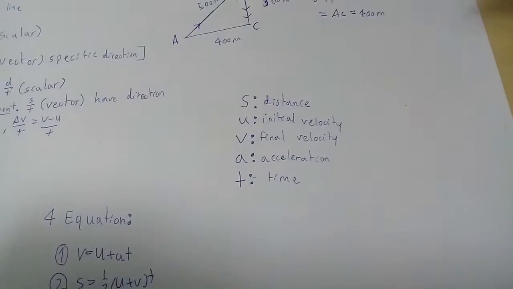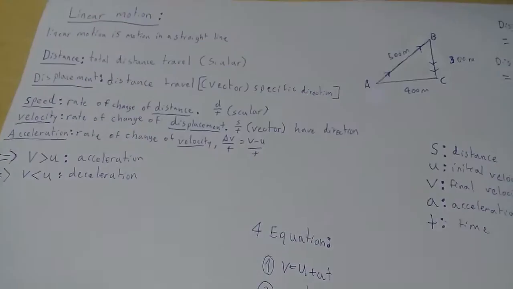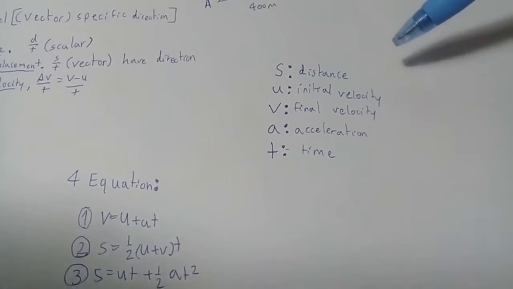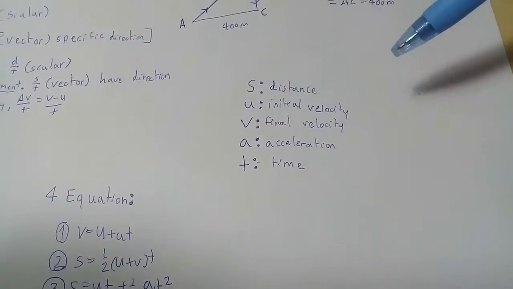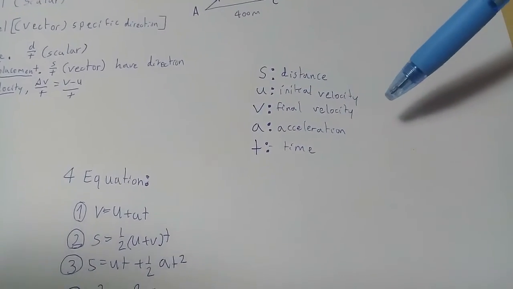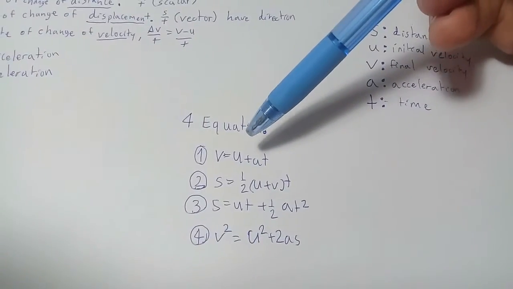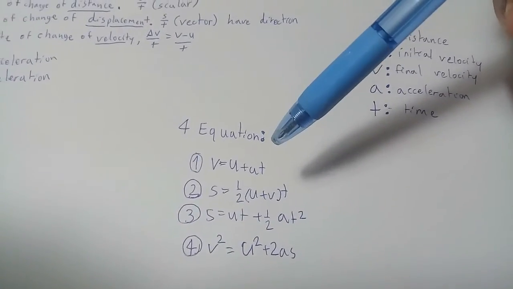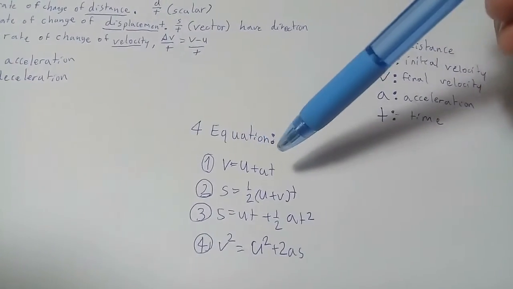Okay, so next are the four main equations for linear motion. In this, I'm going to use s as distance, which is the distance traveled in total, u, which is the initial velocity, v is the final velocity, and a is acceleration. t is going to be time. The first one, v equals u plus at. We mainly use this one when the distance is not given because there's no distance needed for this equation.